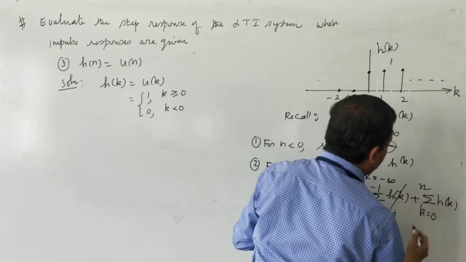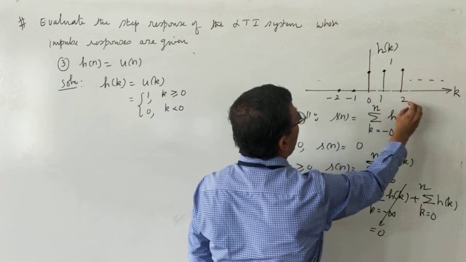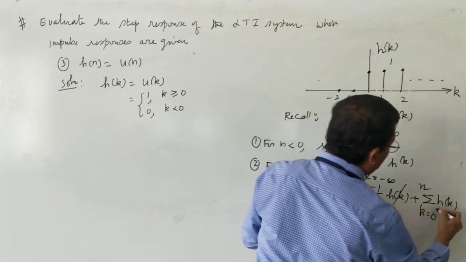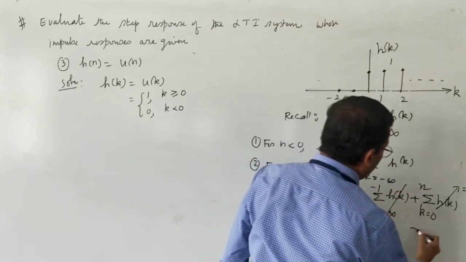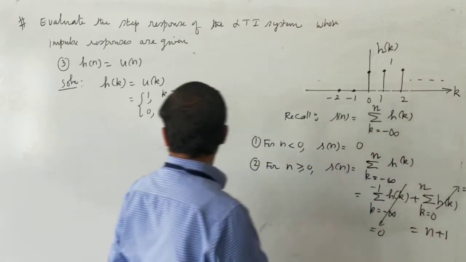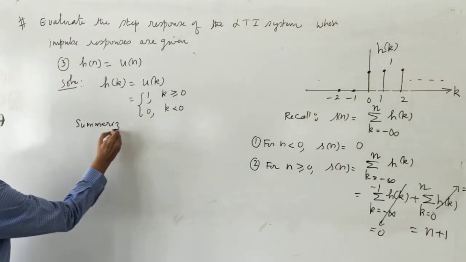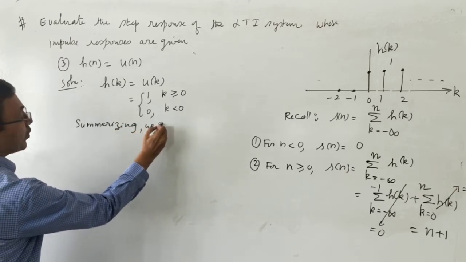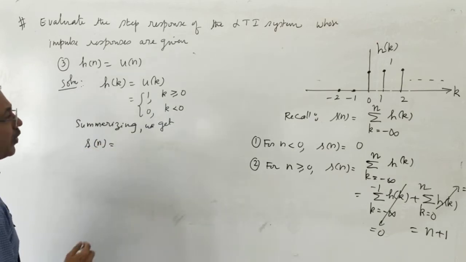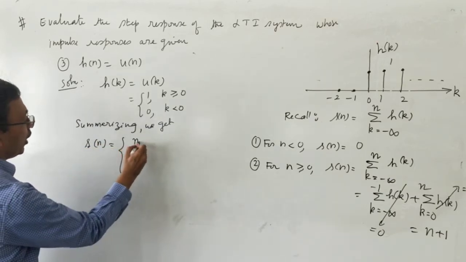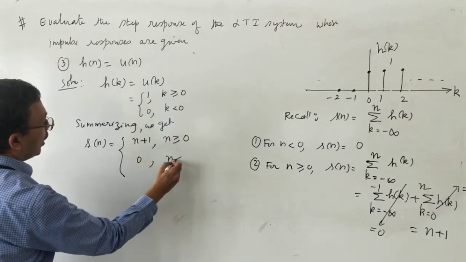For the second summation, you have to add the samples of h of k for any positive value of n. All the samples in h of k equal 1. If you add from 0 to n, what do you get? You get n plus 1. So summarizing, we get S of n equals n plus 1 for n greater or equal to 0, and 0 for n less than 0.